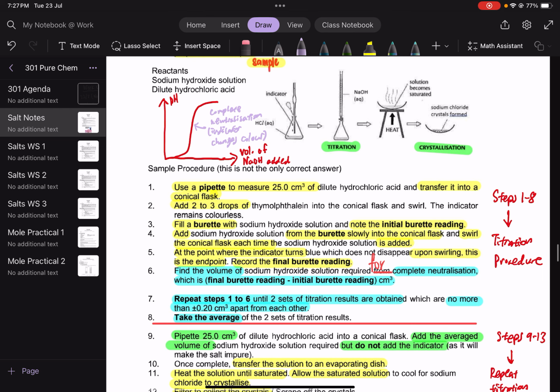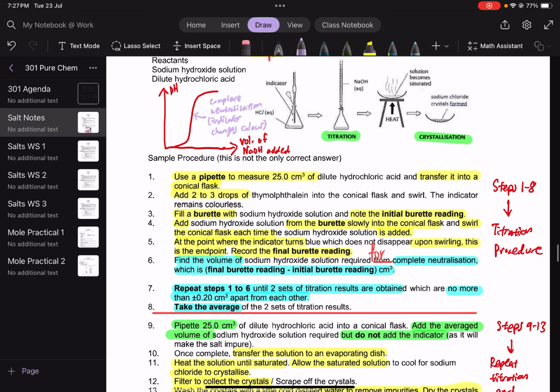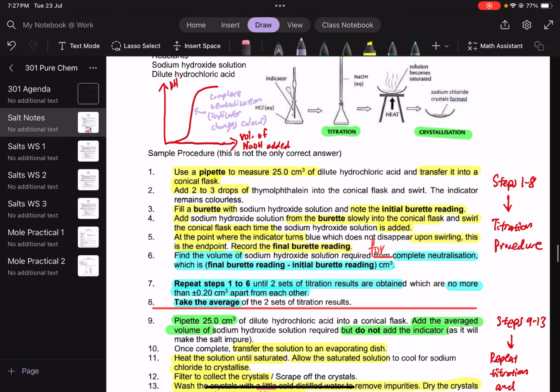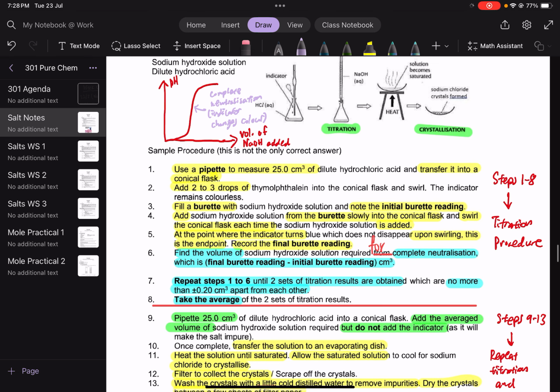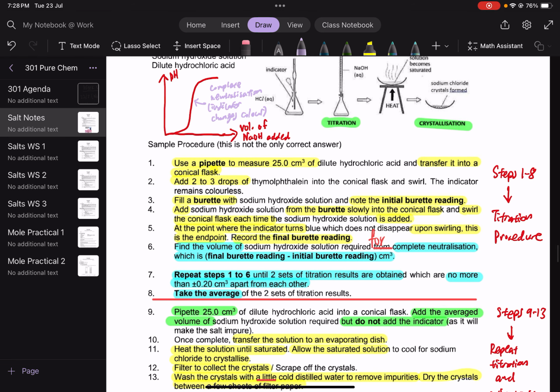We first use a pipette to measure exactly 25.0 cm³ of dilute hydrochloric acid to transfer into a conical flask. Then we add a few drops of an indicator, thymolphthalein in this example. The resulting solution is colorless as the solution is acidic. Next, we fill a burette with sodium hydroxide and note the initial burette reading. We will add sodium hydroxide drop by drop into the conical flask, swirling each time a drop is added to ensure that the contents are mixed well.